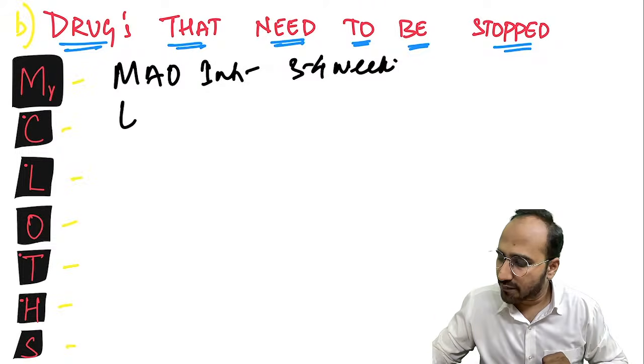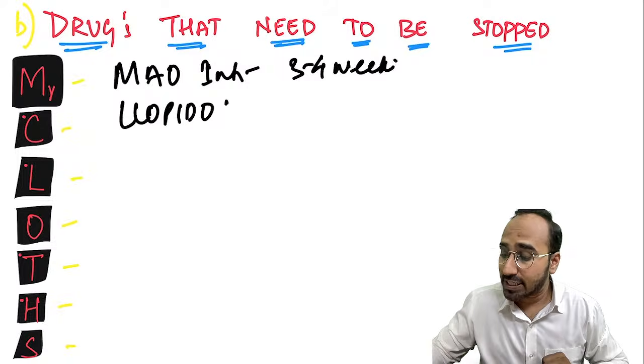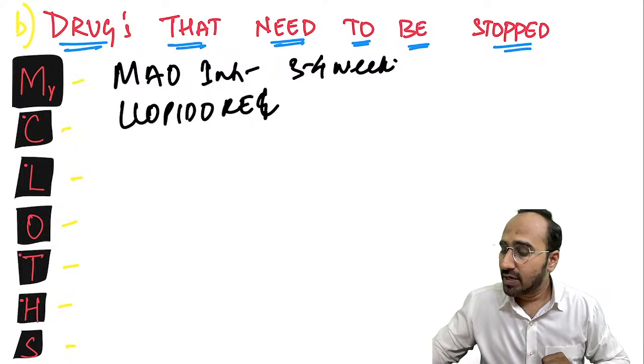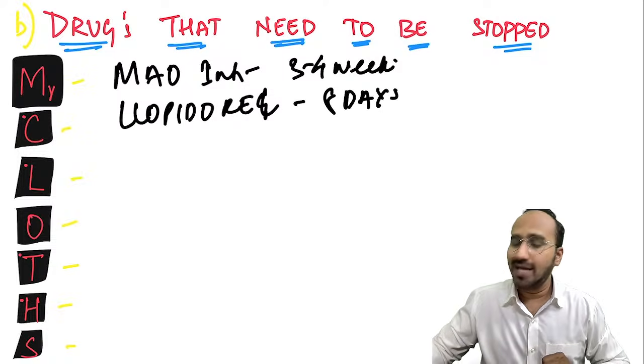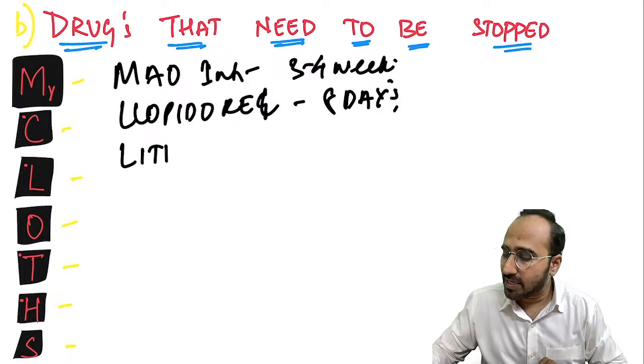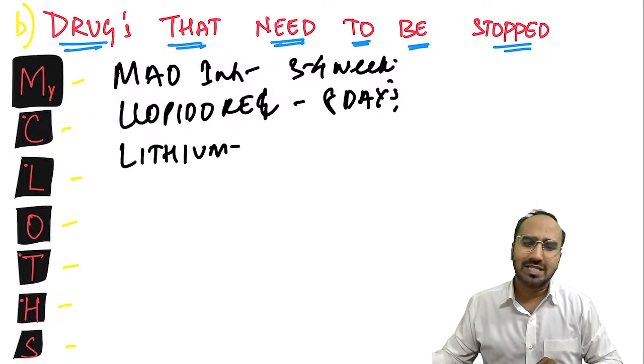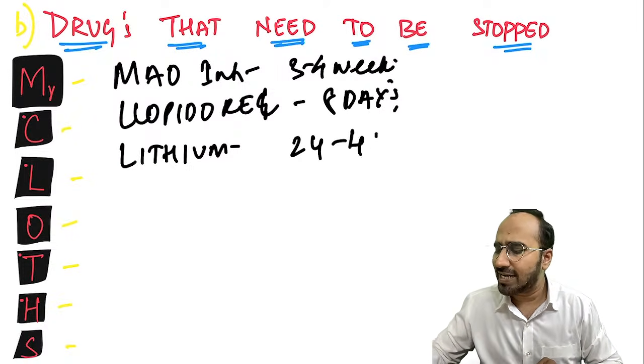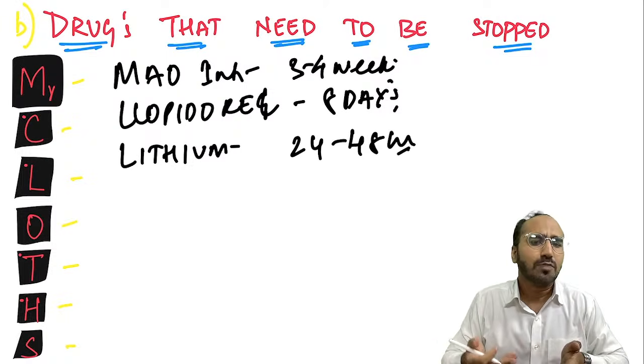Next, C stands for clopidogrel. Clopidogrel has to be stopped at least 8 days before surgery. Otherwise, usually bleeding will occur. L stands for lithium. Lithium is what, guys? Mood stabilizer. It has to be stopped 24 to 48 hours prior to surgery. Why? Because it can prolong the effect of muscle relaxant.